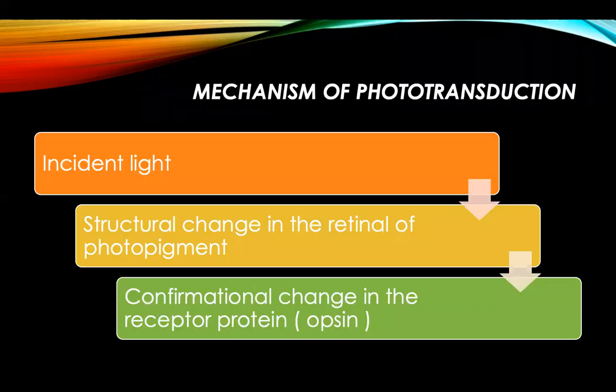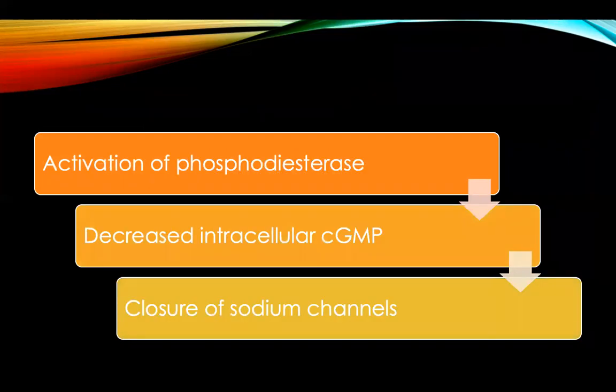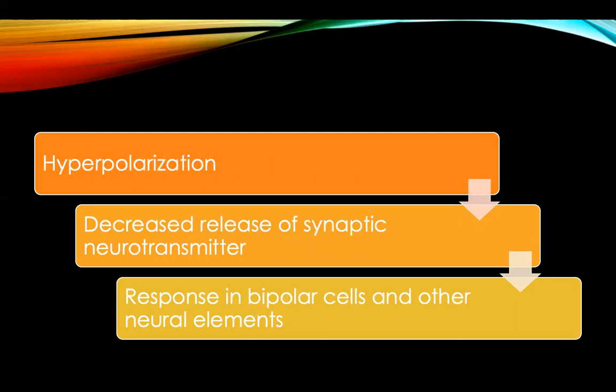So the mechanism of phototransduction: incident light, structural changes in the retinal of the photopigment, conformational changes in the receptor protein rhodopsin, which activates phosphodiesterase, which decreases intracellular cyclic GMP, which results in closure of sodium channels, and which results in hyperpolarization and decreased release of neurotransmitter glutamate. And as a result, responses are generated in the bipolar cells and other neural elements.